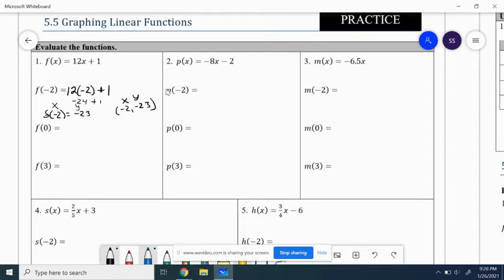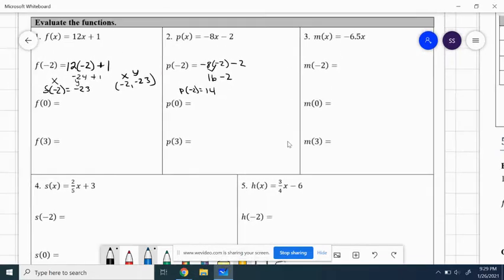This one here, same thing. You're going to be plugging this in for the x value. So -8 times -2 minus 2, and then you just simplify. -8 times -2 is +16. +16 minus 2 is 14. Drop down what's on the left-hand side. So you're left with p of -2 is equal to 14.